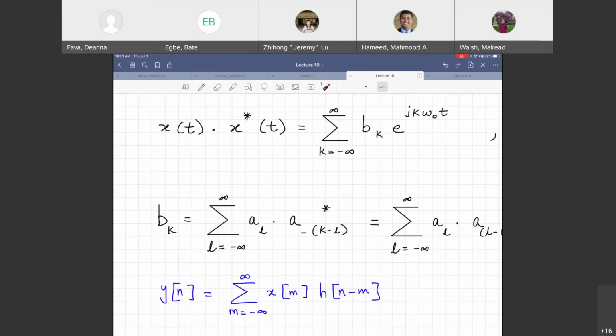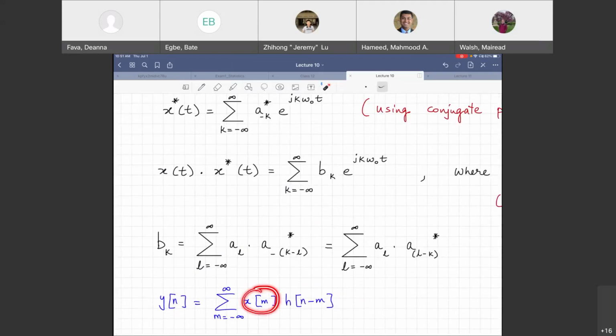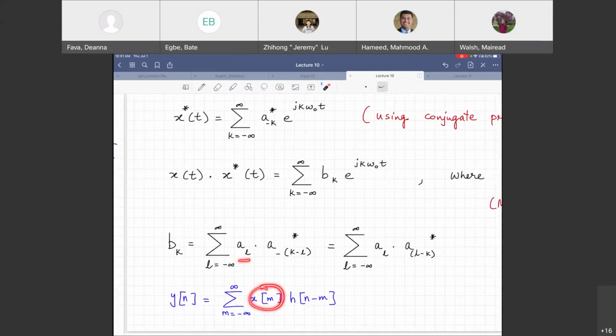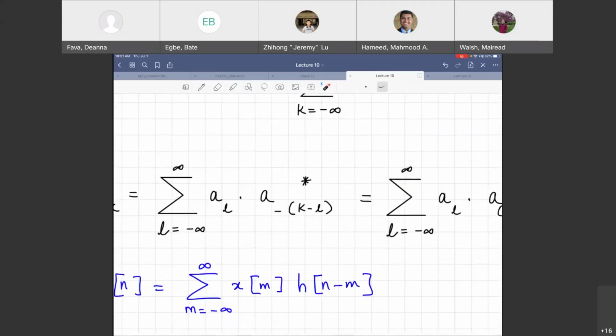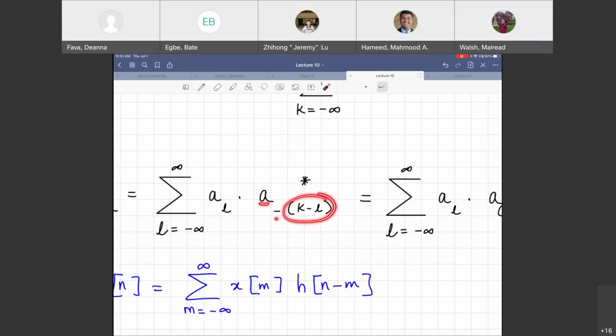Next, instead of x of m, what do you have? A sub L. Why? Because this is A sub k. Next signal, A sub minus k conjugated. So this one will be A sub minus the other one, which is what? N minus m. So over here, k minus L conjugate.